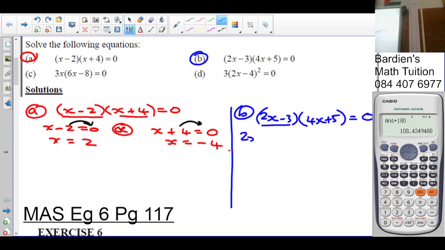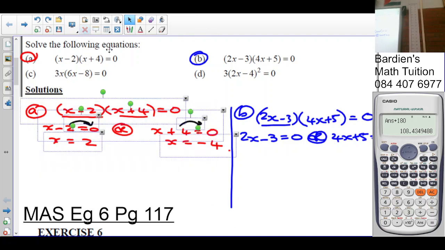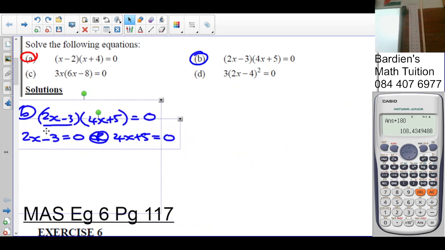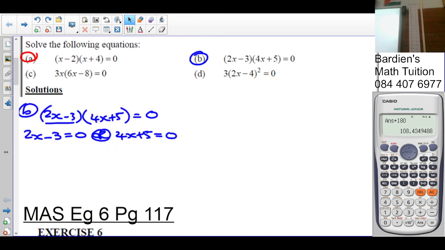So we say that 2x minus 3 is equal to 0 or 4x plus 5 is equal to 0. Okay? So let's take this over. So what do we say now? I'm going to solve for x. We take that over. It becomes 2x is equal to 3. Divided by 2 both sides, not so? So x is equal to 3 over 2.